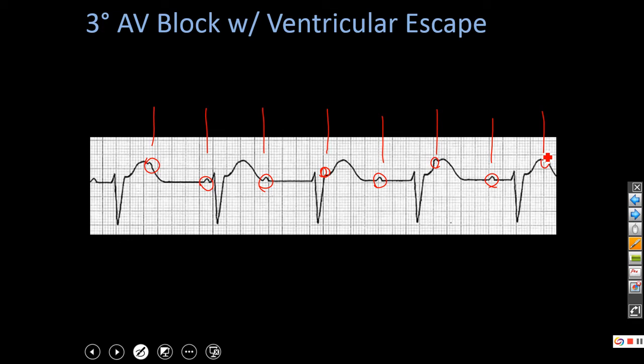And like we said before, if the R to Rs are perfectly regular, like this, and you have this variable PR, then you'd want to consider third degree AV block. Third degree AV block, you're going to have the atria pacing completely independently of the ventricles. So there really is no PR, it's just dissociated.